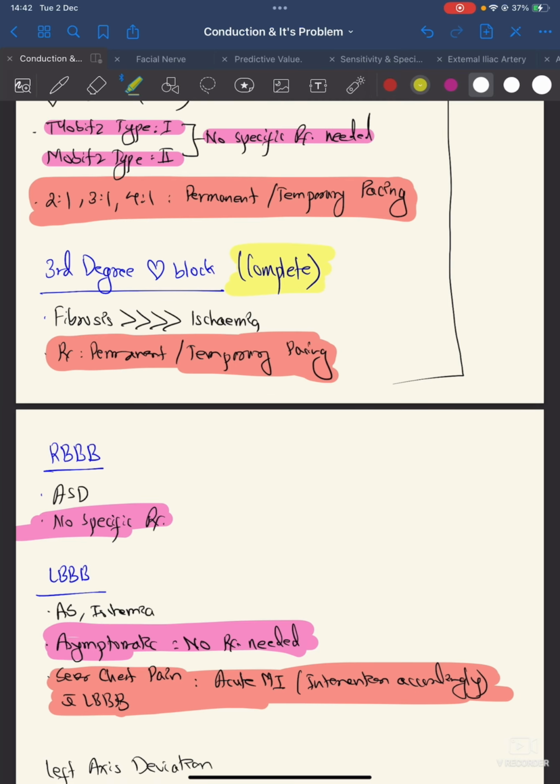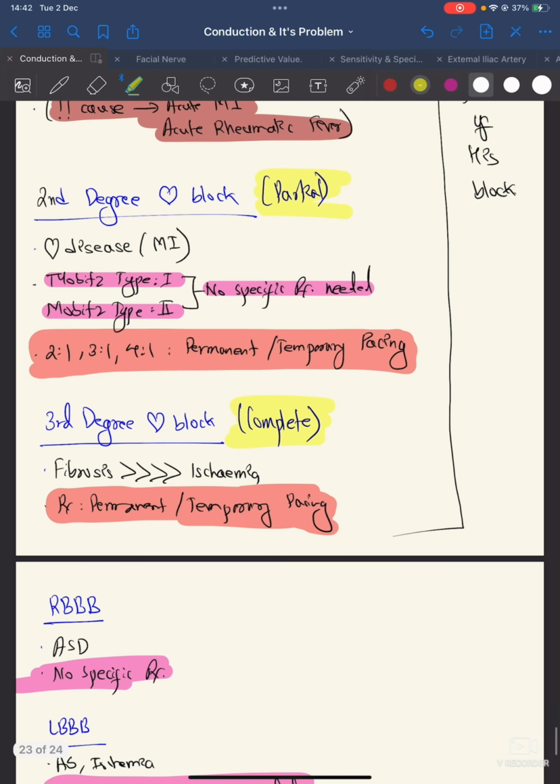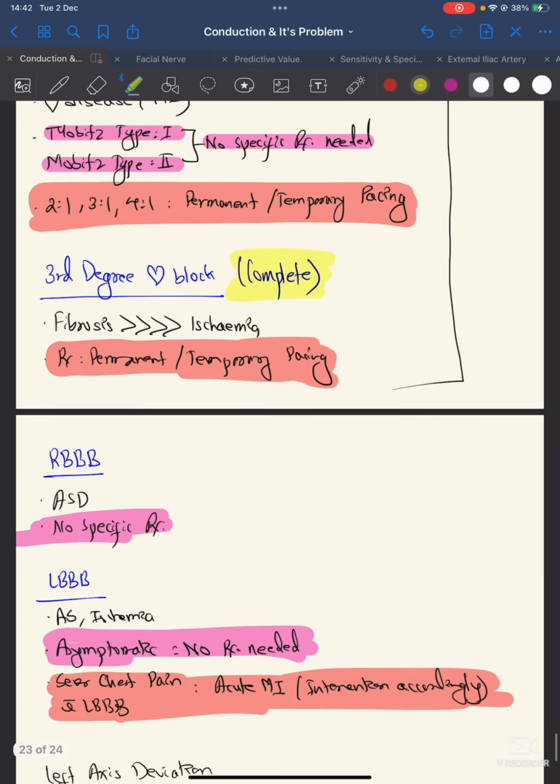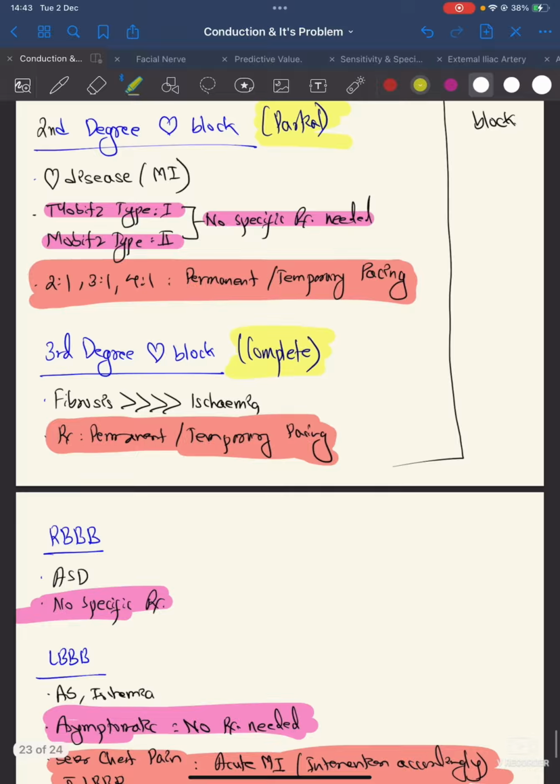For the third degree heart block, complete, always remember that it mostly involves the bundle of His, and it is mostly caused by fibrosis, connective tissue disease, and mostly by fibrosis rather than ischemia, and you can manage it with permanent or temporary pacing.